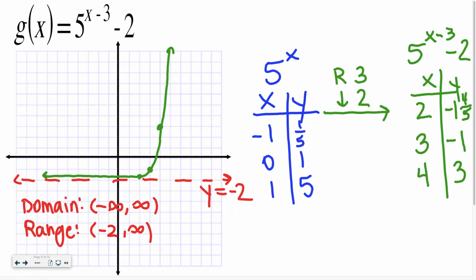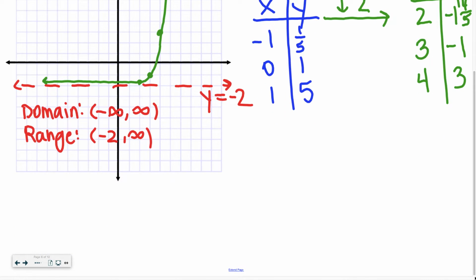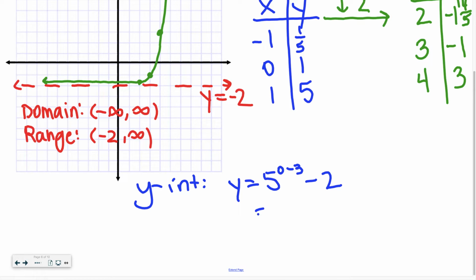We need to plug 0 in for x. Okay. So if we want the y-intercept, we are going to plug a 0 in for x. Well, we end up with 5 to the negative 3 minus 2. Well, what does 5 to the negative 3 mean? 1 over 125. And then minus 2.